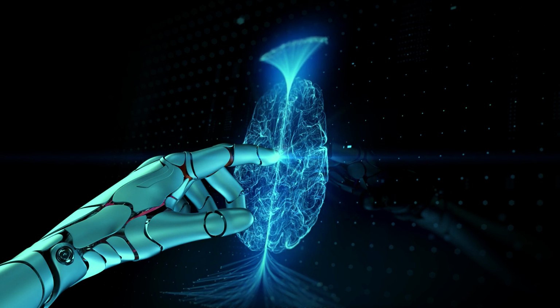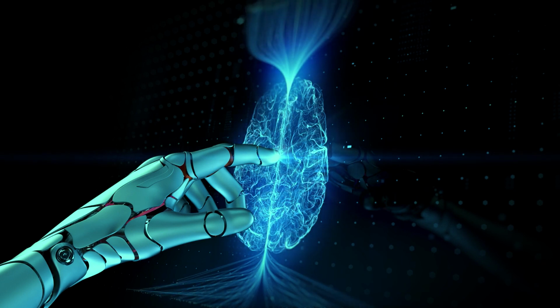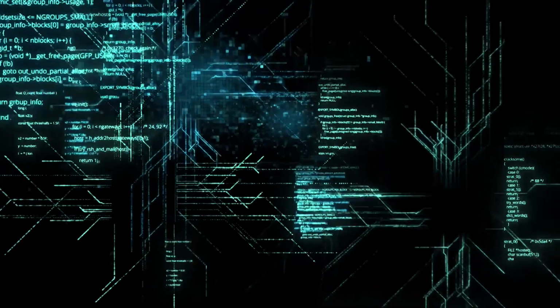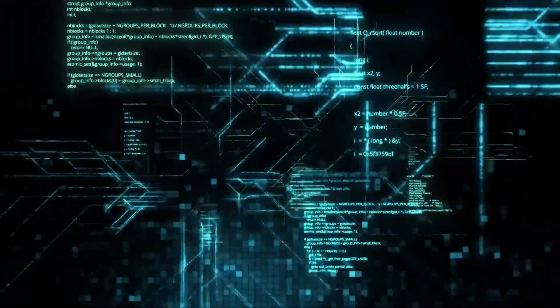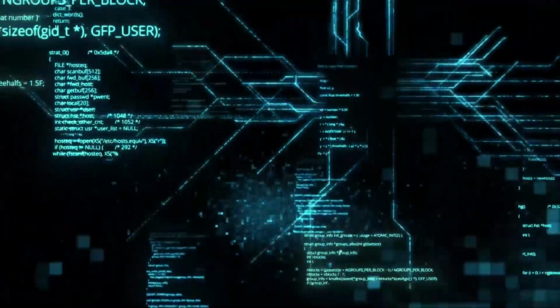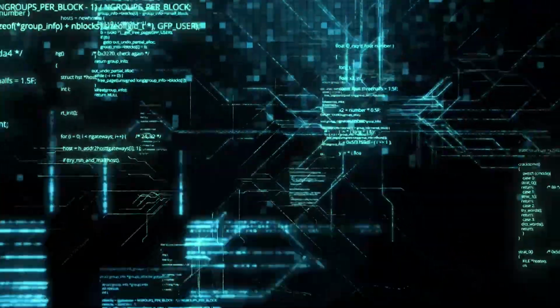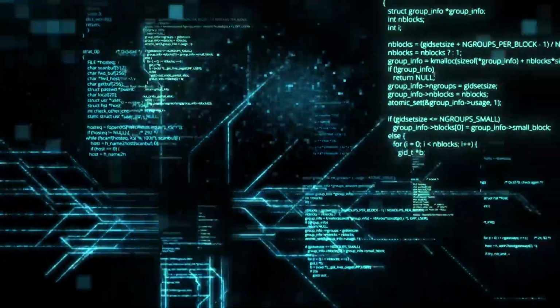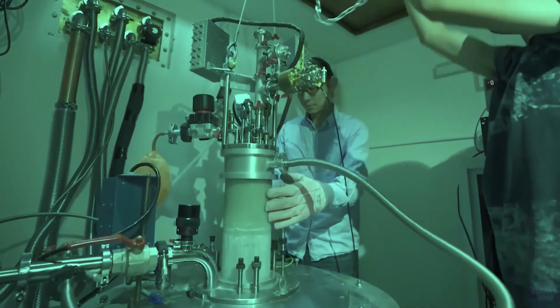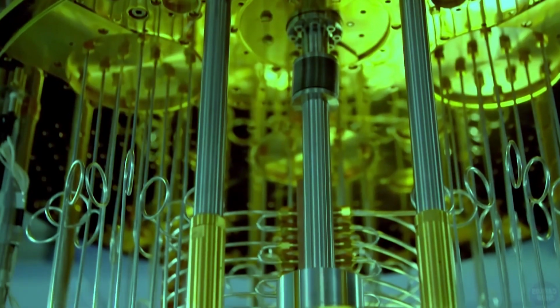Jiuzhang 3.0 is a testament to the rapid advancement of quantum computing technology. Unlike traditional binary computers, quantum computers leverage the principles of quantum mechanics to perform complex computations. While Jiuzhang 3.0 is not the first quantum computer developed by China, it represents a remarkable improvement over its predecessors, Jiuzhang 2.0 and the original Jiuzhang quantum computer.